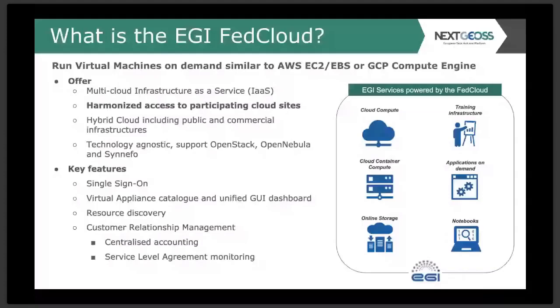And this is quite similar to what Amazon Web Services or Google Cloud Platform does. And what we've done is we've provided a harmonized access to the various cloud sites that contribute to the resources of the EGI Fed Cloud. And these infrastructures are both academic or public infrastructures as well as commercial infrastructures. And essentially, they enable us to provide services such as cloud compute, cloud container compute, the storage requirements that go with those, as well as applications on demand and the Jupyter notebooks that are becoming very popular in terms of analyzing data.